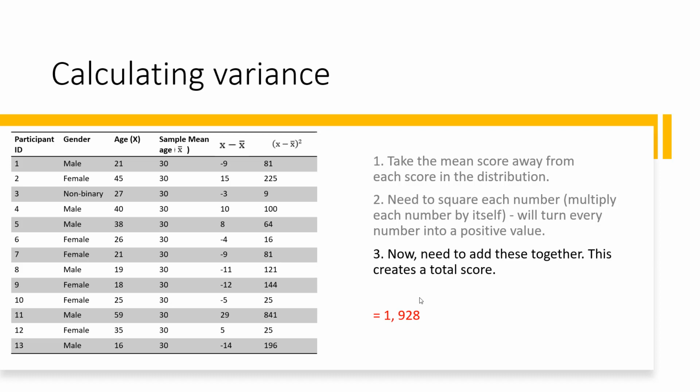Now this is the point at which, whether we're using information based on a population or based on a sample, this is the part of calculating variance that changes. So we'll look at population first.